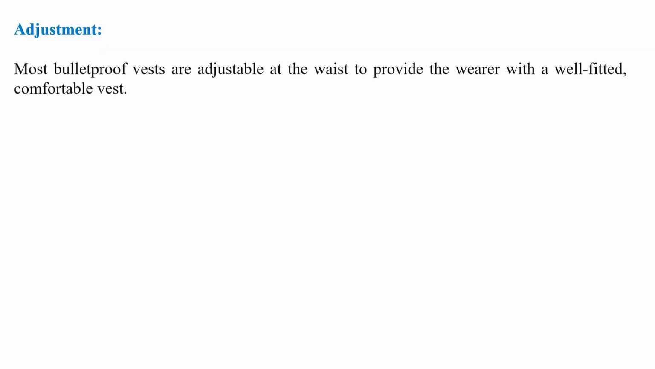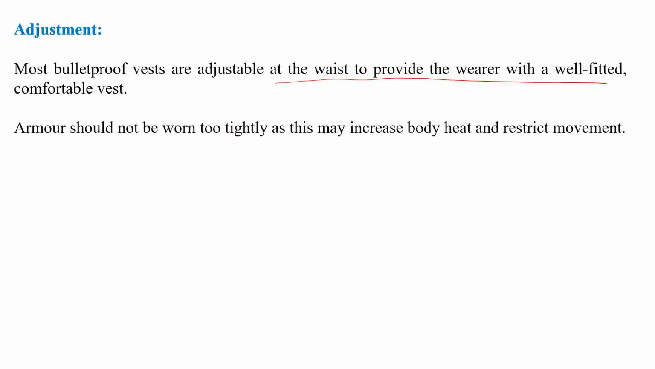Now, we can adjust. Most bulletproof vests are adjustable at the waist to provide the wearer a well fitted and comfortable vest. So some adjustments are there. Armor should not be worn too tight, as it may increase body heat and restrict movement. So it should not be too tight. The proper size has to be selected and maintained.